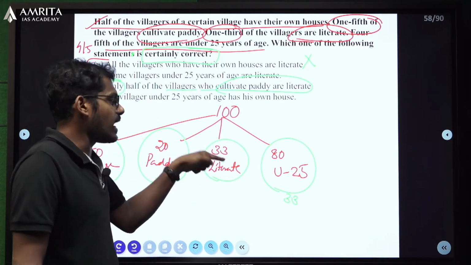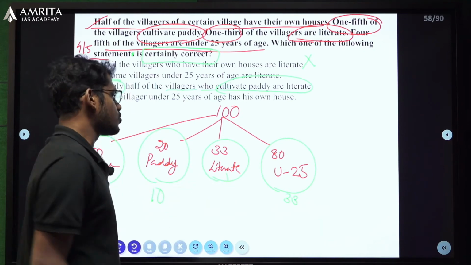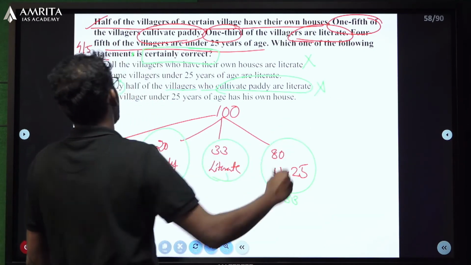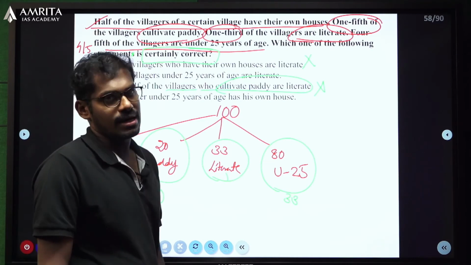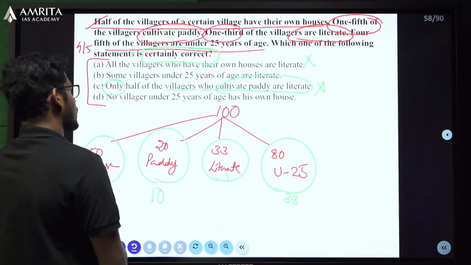All the 20 villagers can be literate. Yes, it is possible. So we cannot definitely say that only half of the villagers who cultivate paddy are literate. It's not possible. Moving to the last one.